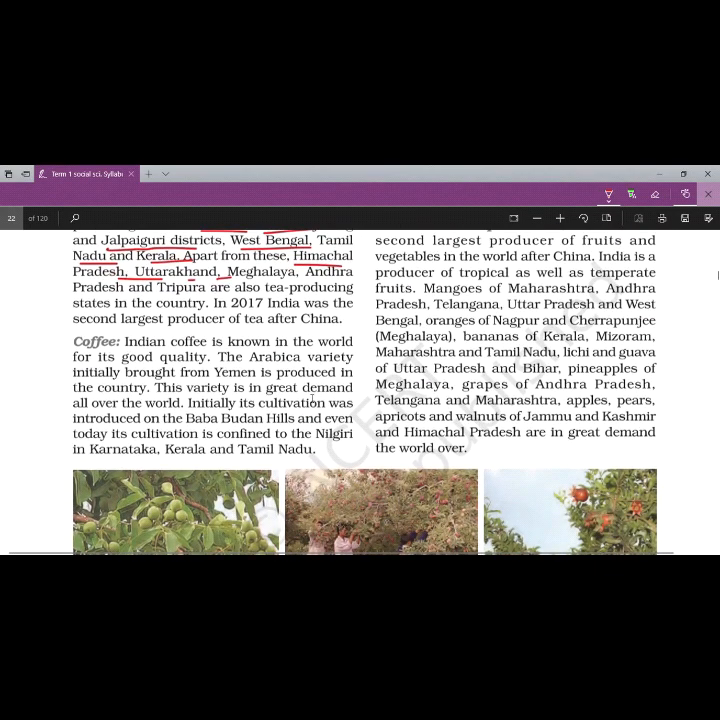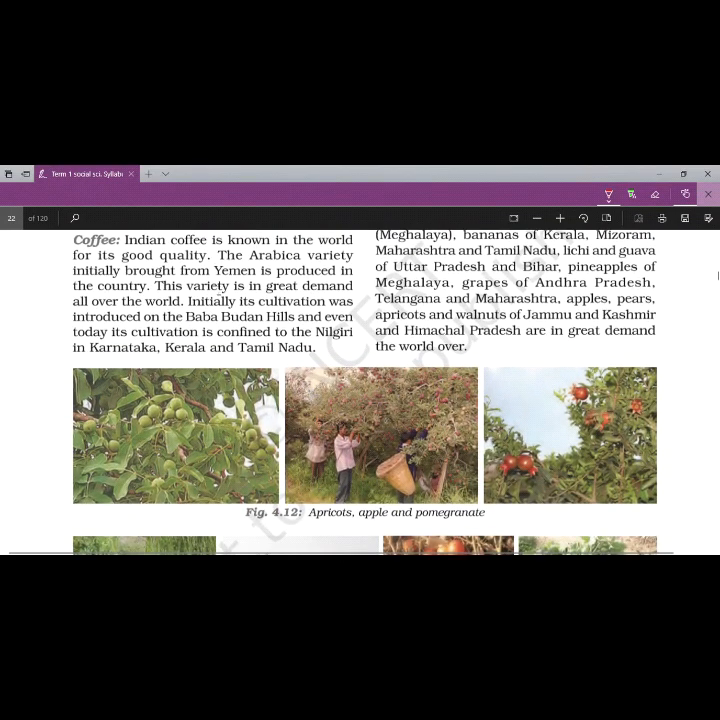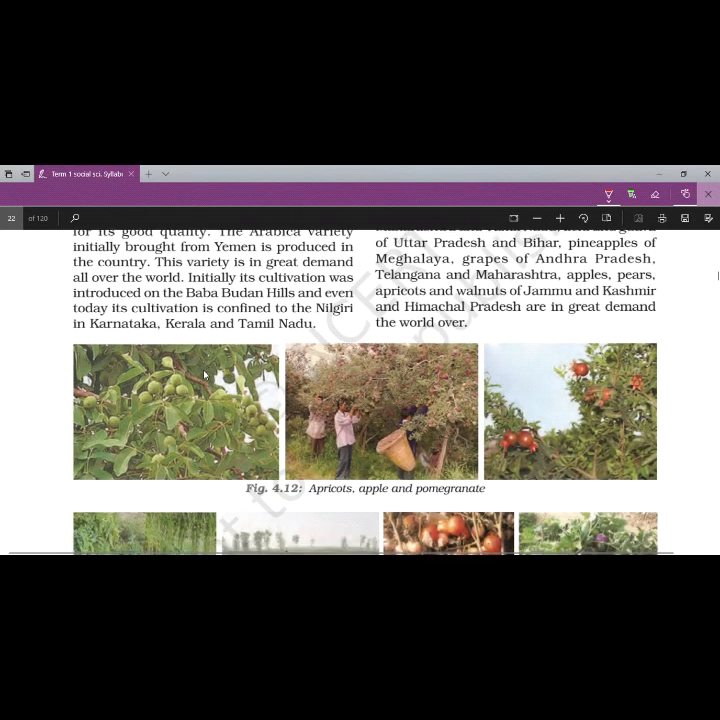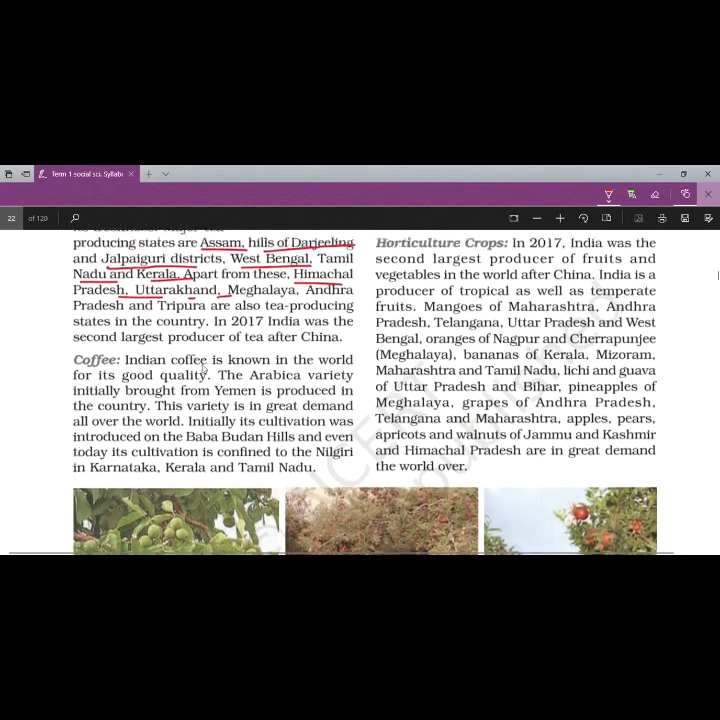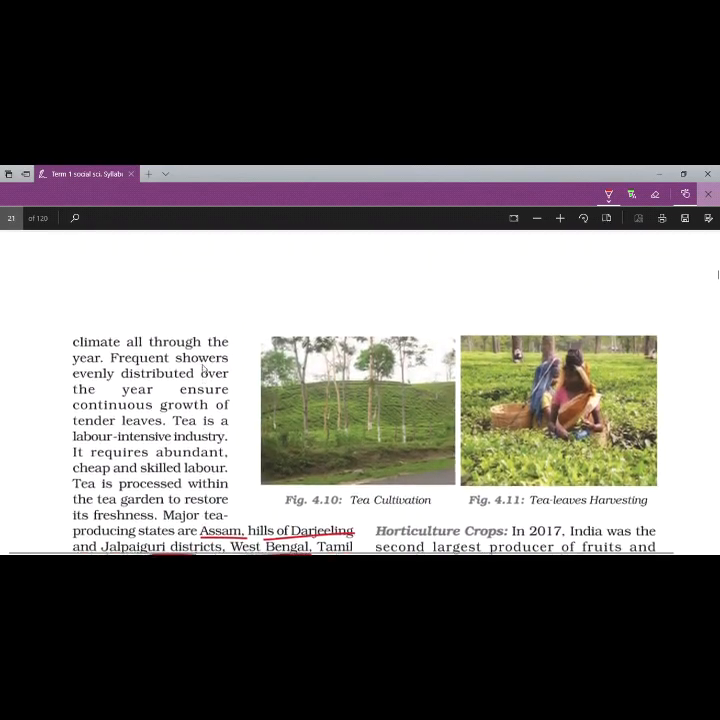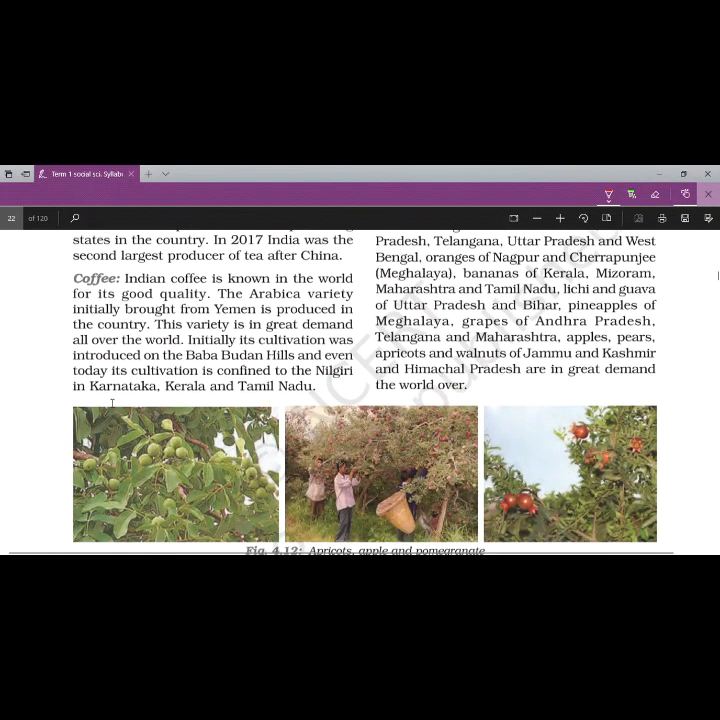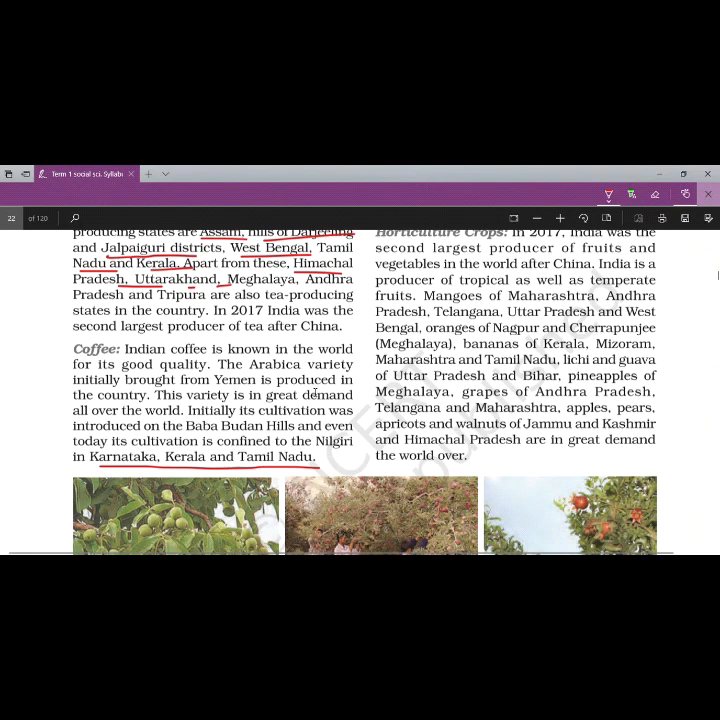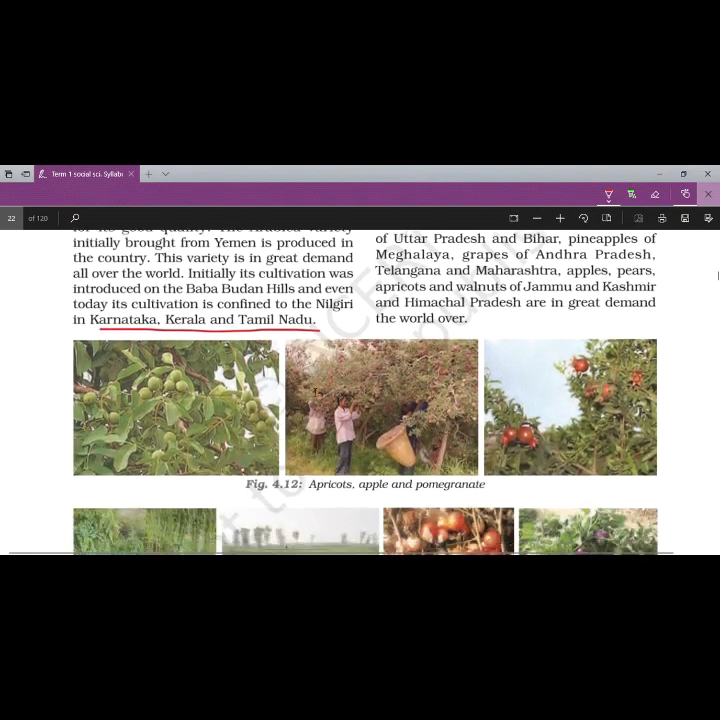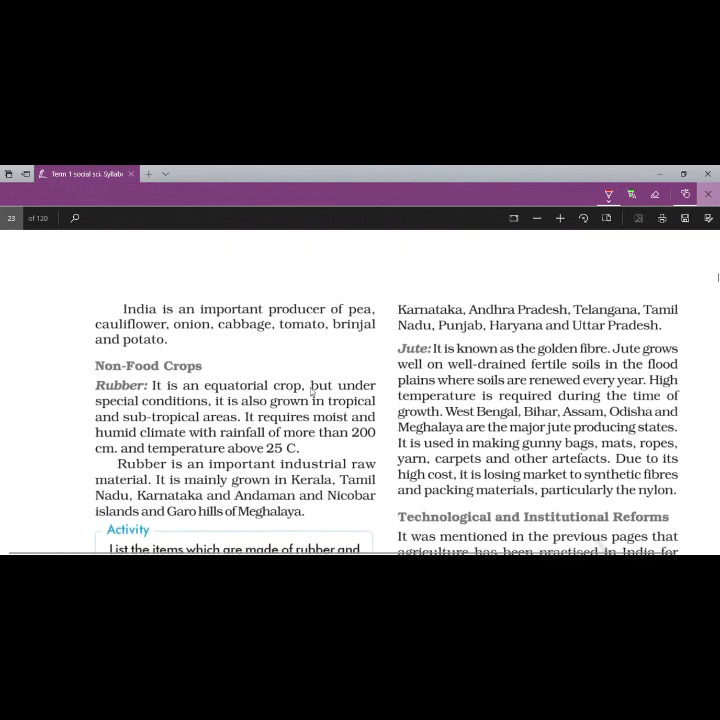Then you have coffee. The states which are mentioned here, you have to do for coffee: Karnataka, Kerala, Tamil Nadu, mainly these states. Then we have rubber, cotton, and jute. From these you will get some questions also, and states are also included.